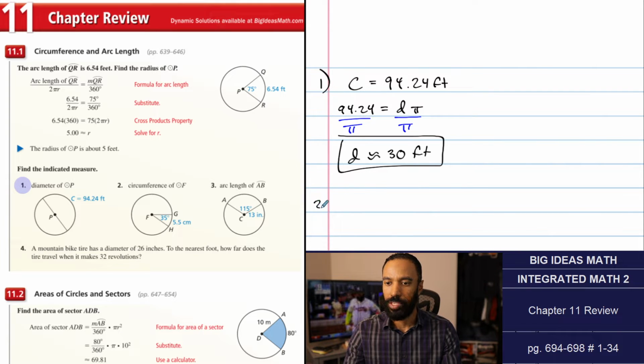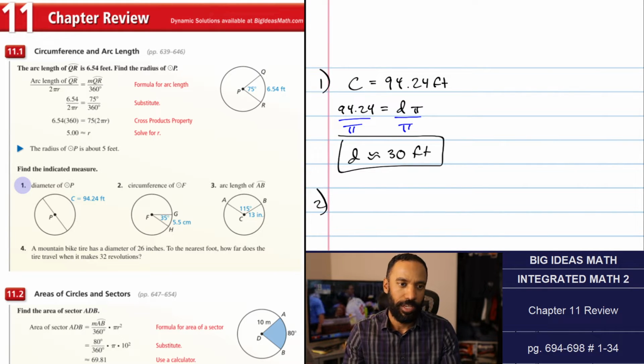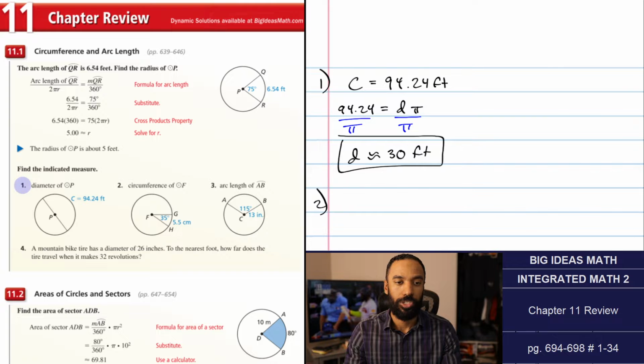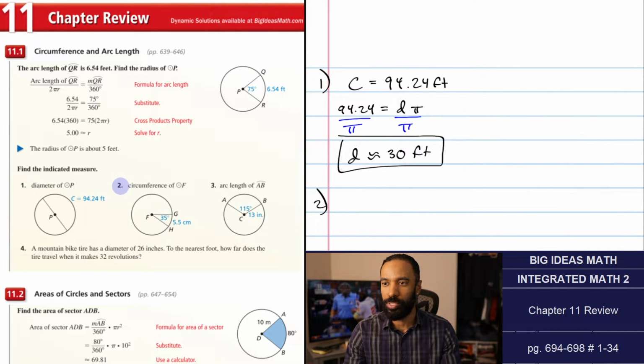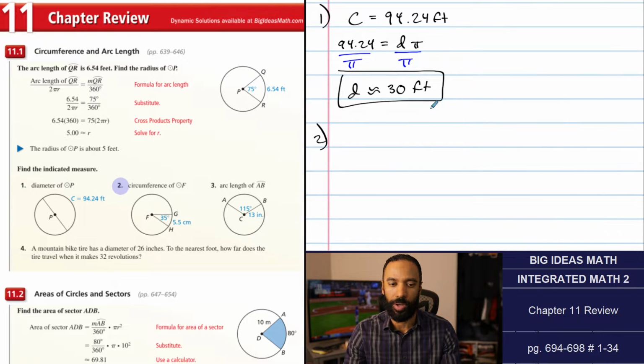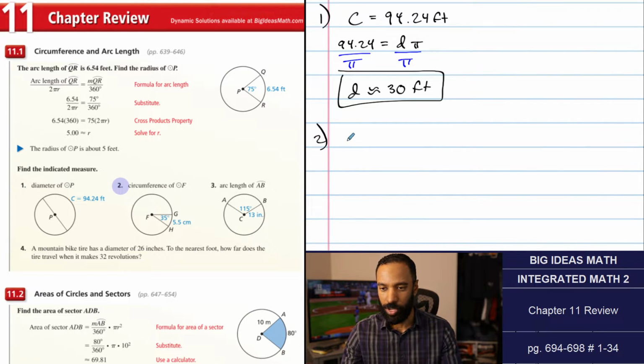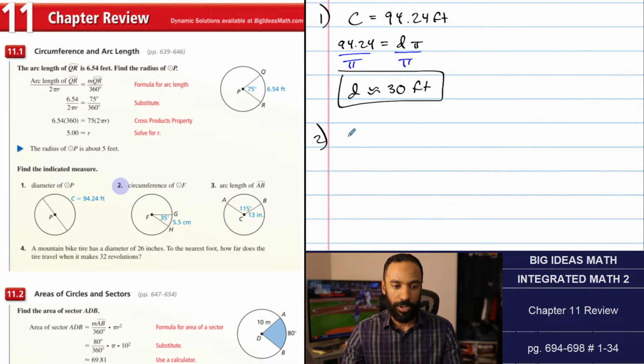And that's it. So no proportionality really needed on that one, because we don't have an arc length to work off of to get the circumference, therefore diameter. But there's that. Number 2 seems like it is that kind of problem, though. So on question number 2, we need the circumference of circle F, just C, given all the information we have here.